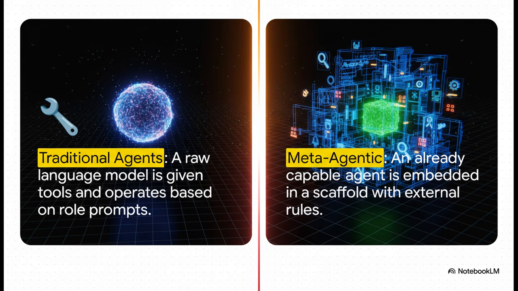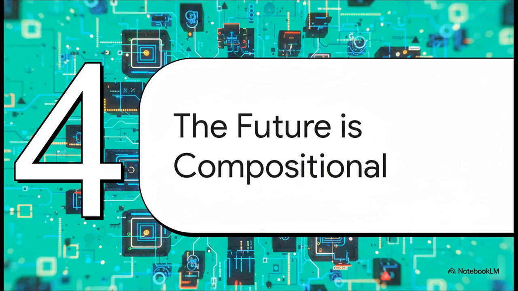And that's the key takeaway here. This isn't just some small adjustment. Traditional systems kind of just give a raw model some tools and hope for the best. Meta-Agentic Bootstrapping takes an already capable agent and embeds it inside a complete, rule-based world. It's the difference between giving someone a hammer versus putting them in a fully equipped workshop with a supervisor and a blueprint.